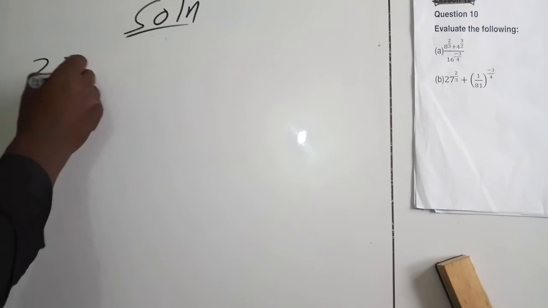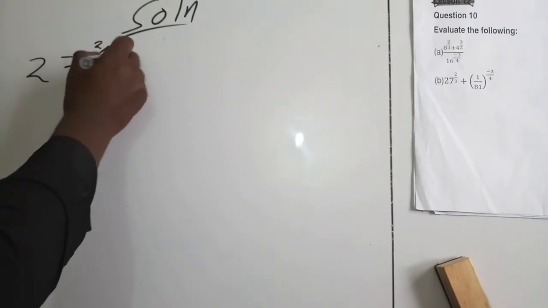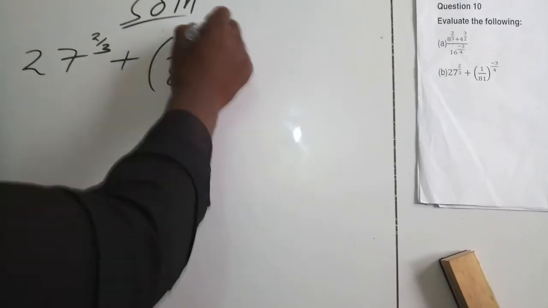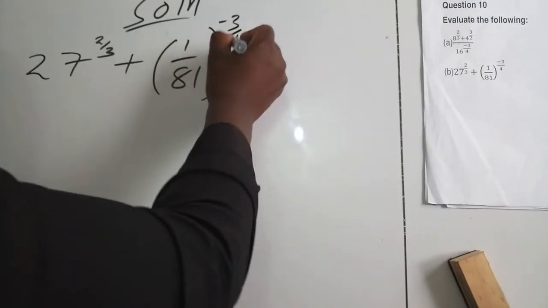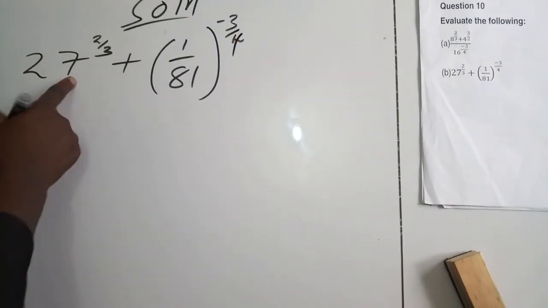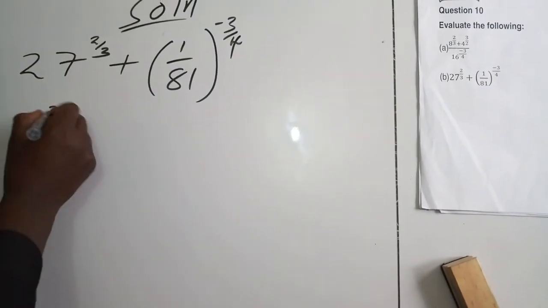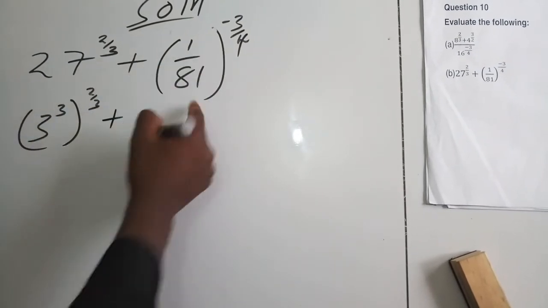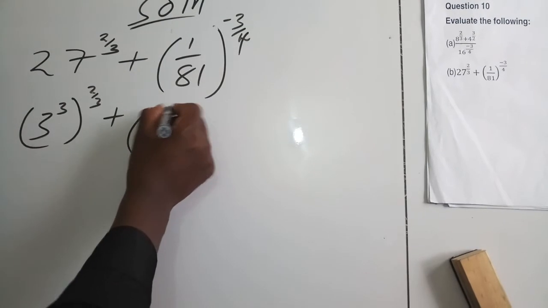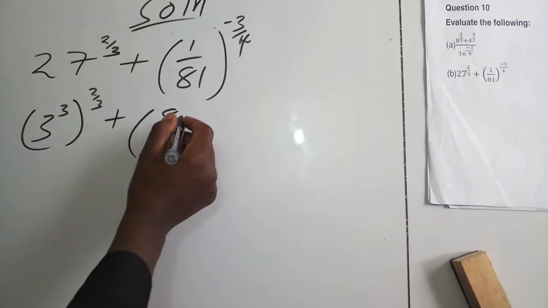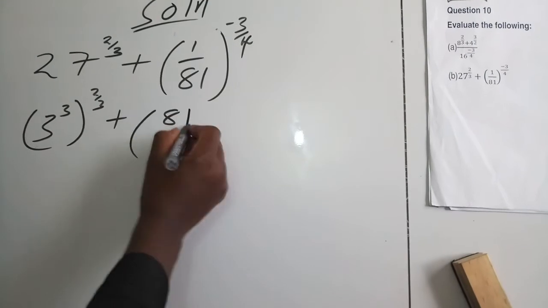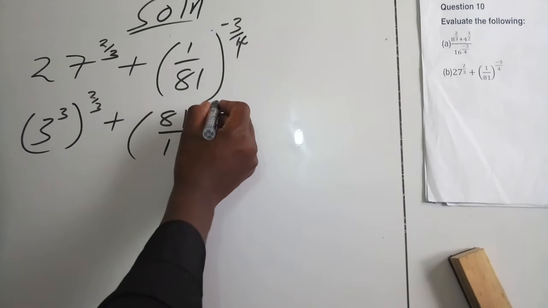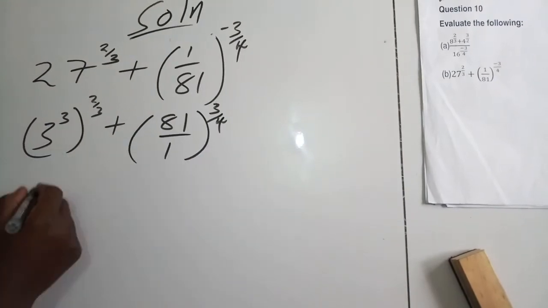27 power 2 over 3 plus 1 over 81 power negative 3 over 4. Now 27 on its own is what? 3 power 3 raised to power 2 over 3 plus this, applying the negative index law, it will be 81 over 1 power positive what? 3 over 4.